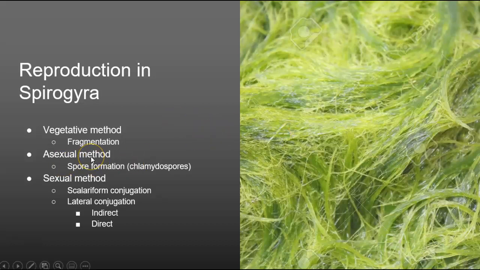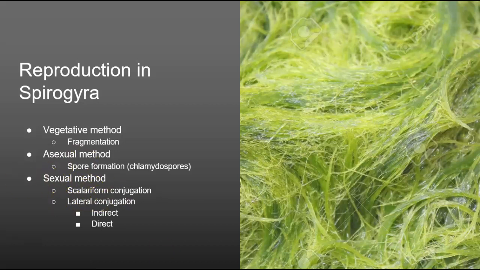There's the asexual method, and this is by spore formation. They can produce spores, and then the spores can vegetate when the conditions are right. This is not the most preferred way of reproduction for Spirogyra. It goes through asexual reproduction if the conditions are very unfavorable. And then you have the sexual method, which is quite unique. There are different ways of sexual reproduction with this algae.